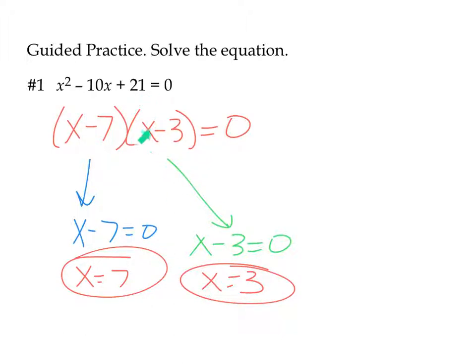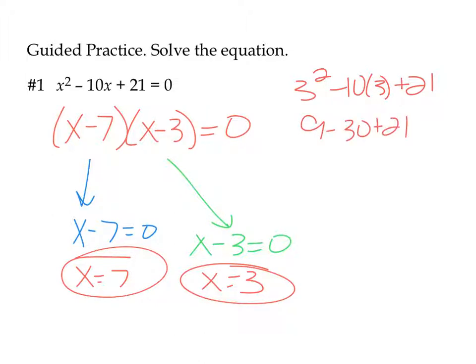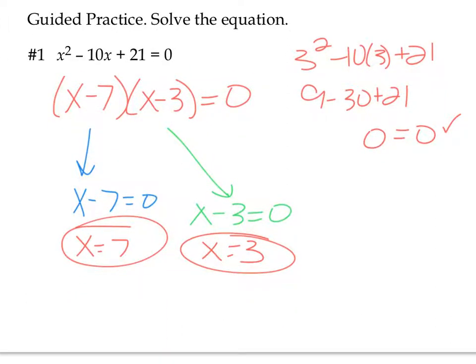Same with 3. We plug 3 in here, we get 3 squared, that would be 9. So if I plug 3 in, I'll get 3 squared minus 10 times 3 plus 21. That's 9 minus 30 plus 21. That's 0 equals 0. That checks. When I take this x value of 3 and plug it into the equation, it makes this a true statement. And we could do the same for 7 and plug it in as well. So be aware, at the end you can check your solutions to make sure they are working.